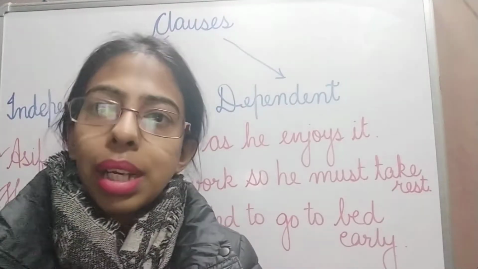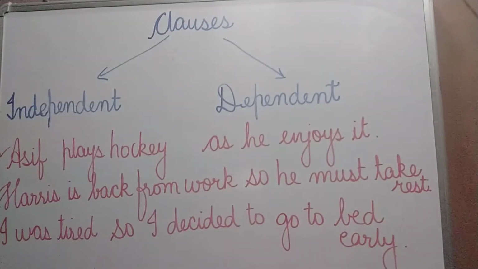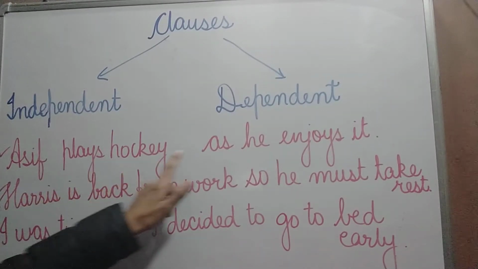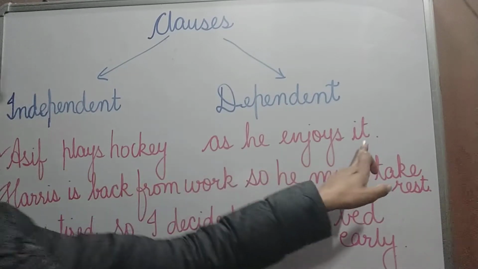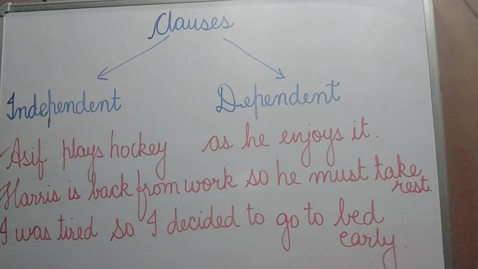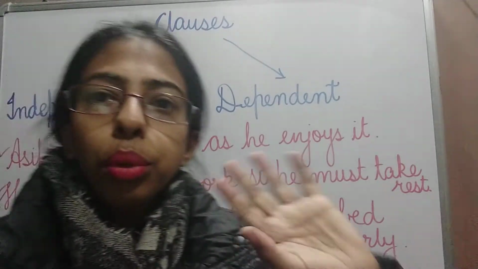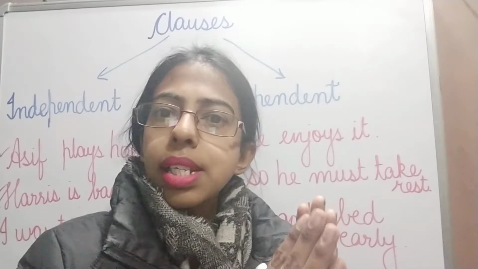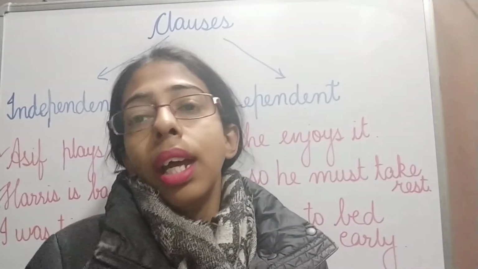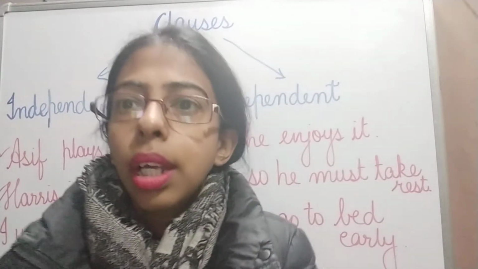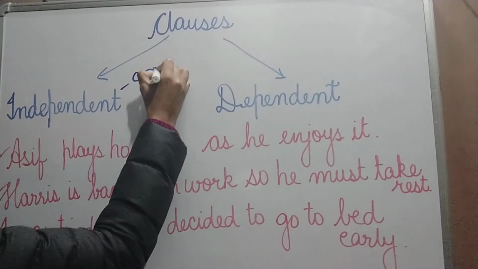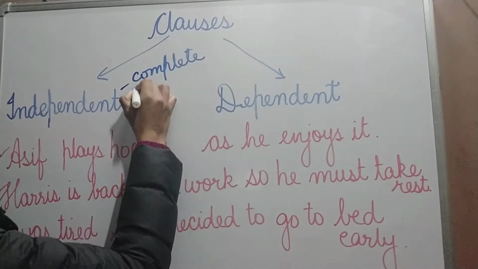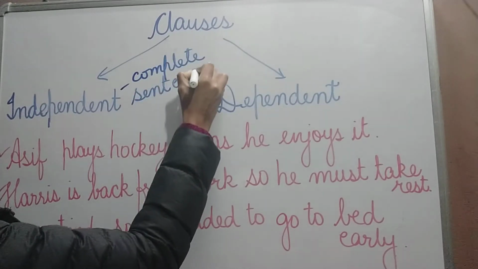Now let us take one example to make it more clear. The example is, Asif plays hockey as he enjoys it. Now, this is a single sentence, right? And I can divide it into two parts. One part is the dependent clause of this sentence and second is the independent clause. Independent clauses are the complete sentences in themselves.